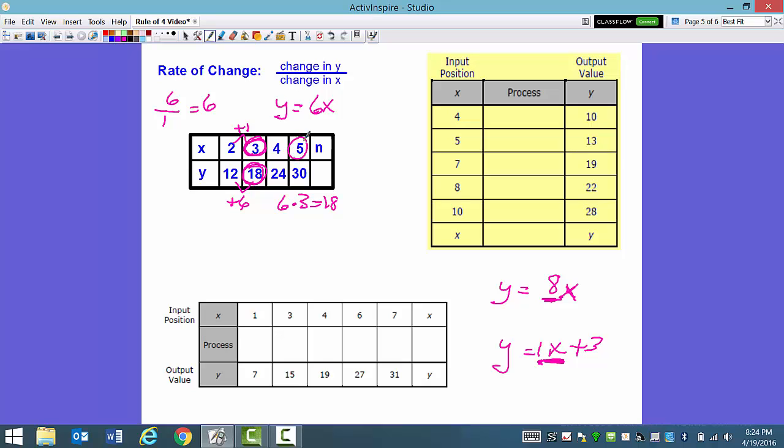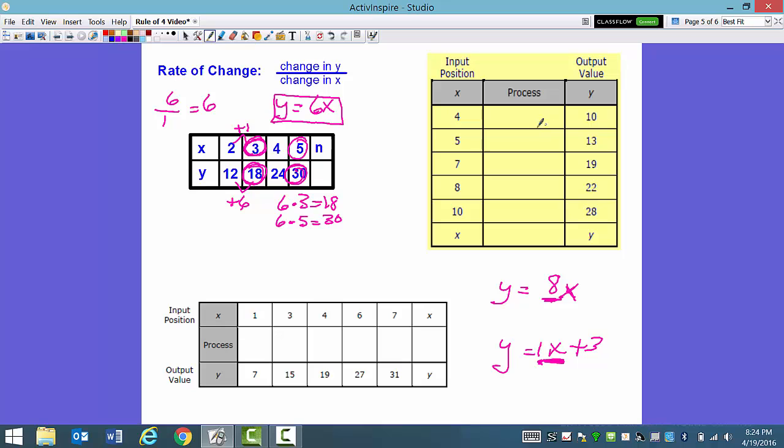I check one more just to make sure I'm on the right track. So I'm going to use 5 for x. If I do 6 times 5, that gives me 30. Is that what I want y to equal? Yes. So this is it. I don't need to do anything else to my equation. It is a multiplicative equation. Y equals 6x. Okay, let's try the next table.